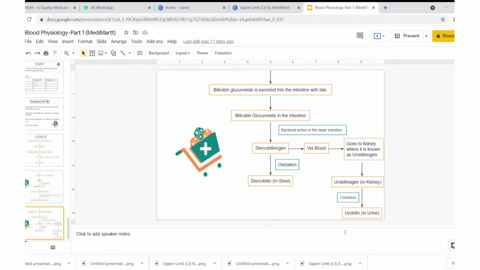This fate of the RBC is very important. Please remember it by heart.